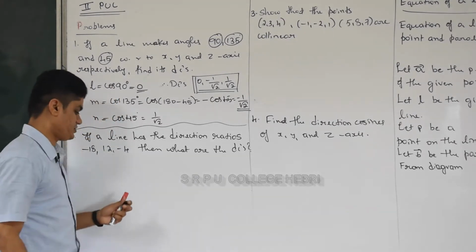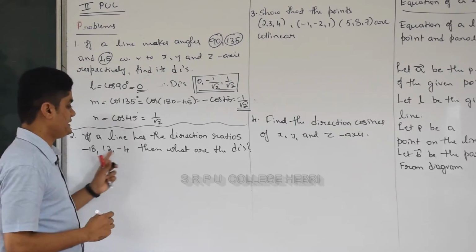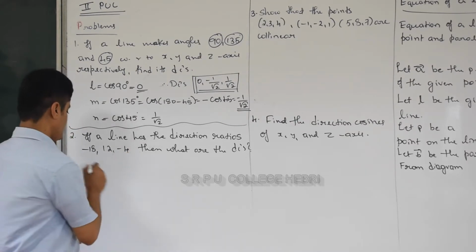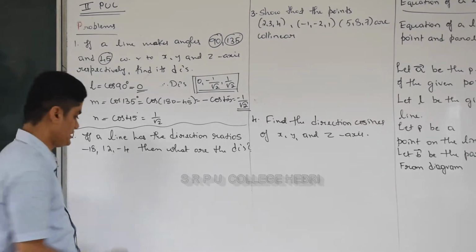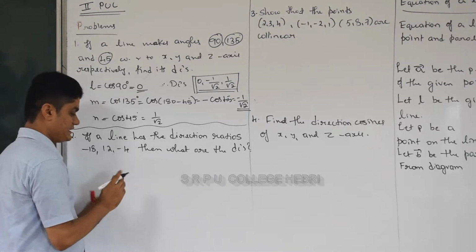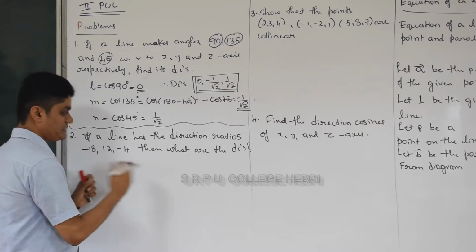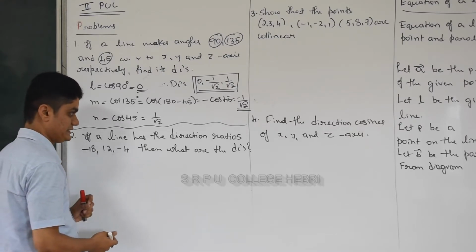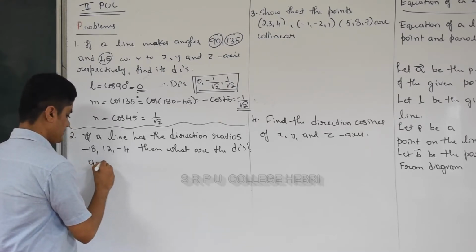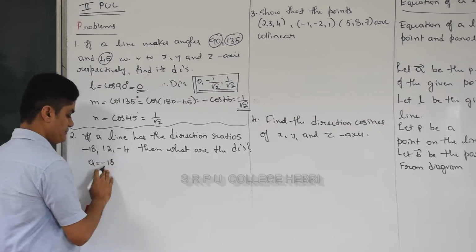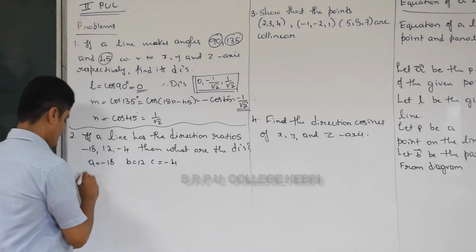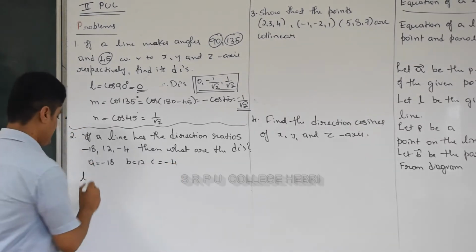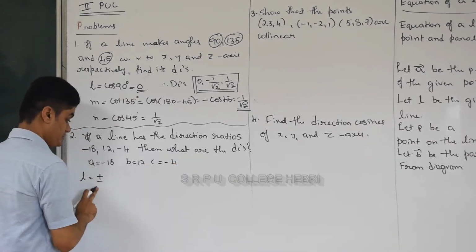Okay, next question. If a line has the direction ratios minus 18, 12 and minus 4, then what are the direction cosines? See, in the last theory class I explained how the direction ratios and direction cosines are related. So now here what is the given data? The direction ratios, a is given, b is given, c is given. So what is required? l, m and n. What is l? Plus or minus, don't forget this.